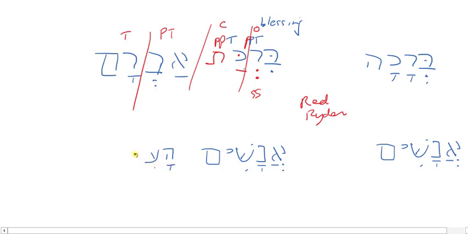Ha'ir. The men of the city. Just trying to think of a short word. Okay, so this is now going to be thing 1. This is going to be thing 2. Can I leave im when it's in the construct? Or is this one of those endings that have to change?